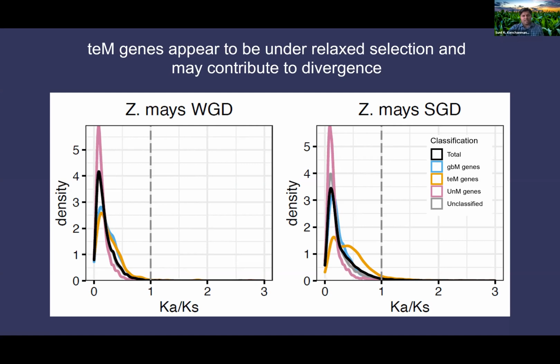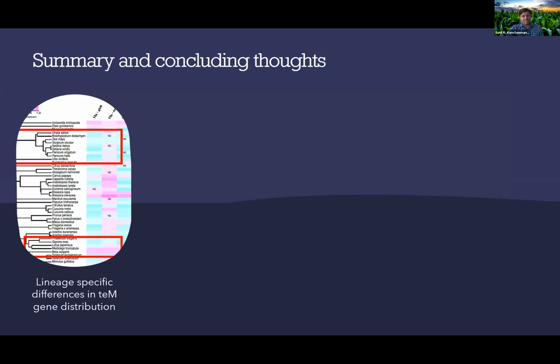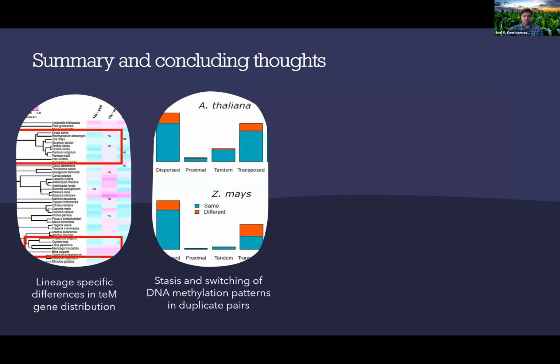So finally, to summarize, what we see is there is a lineage-specific difference in the transposon-like methylated genes and the gene distribution, particularly in the monocots as well as the legume families, and they show a strong phylogenetic signal. And also, irrespective of the mode of gene duplication, we see that the majority of the genes retain the same methylation profile, and a small proportion of the non-syntenic duplicate pairs show changes in methylation status, and mostly they are showing higher transposon-like methylated genes in the recent duplicate copy.